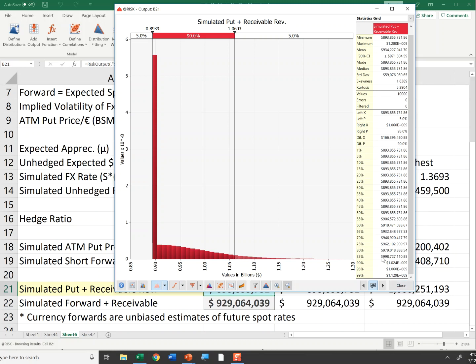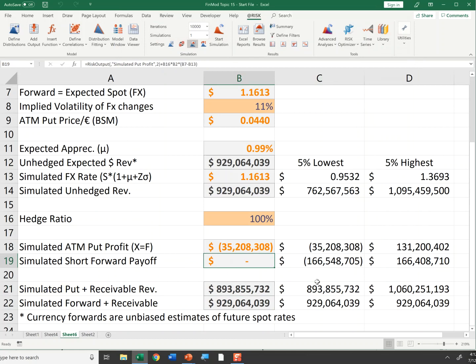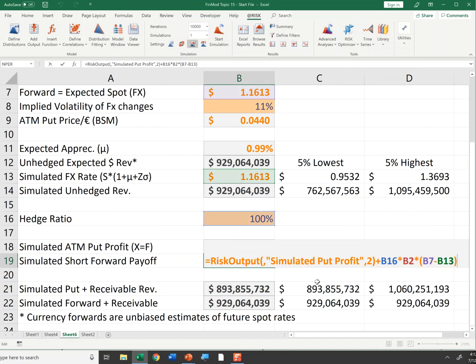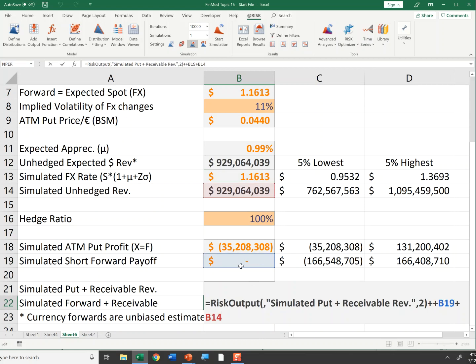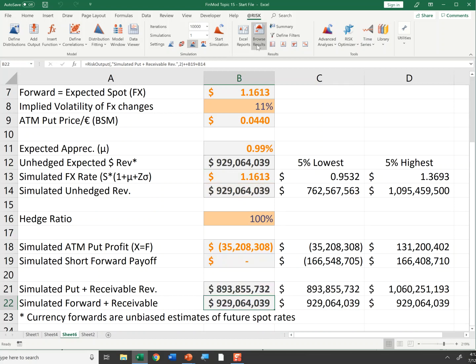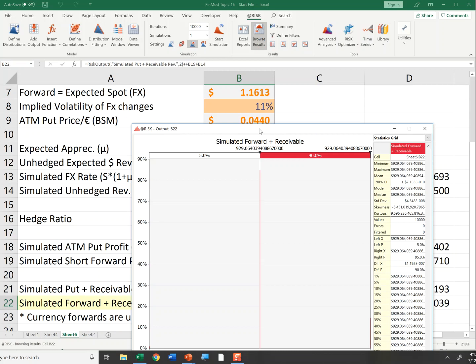Worst case. However, I could do much better. And then I just do another simulation here where I simulate the profit or payoff of a short forward. So I have 100% of my 800 million, as that's my quantity, times my short forward payoff of B7. That's my, well, we'll assume that's also my forward price minus my simulated spot. When I add the payoff of a short forward on 800 million euros plus the unhedged euro position, and I run that 10,000 times and browse the results, you get a really funky graph.